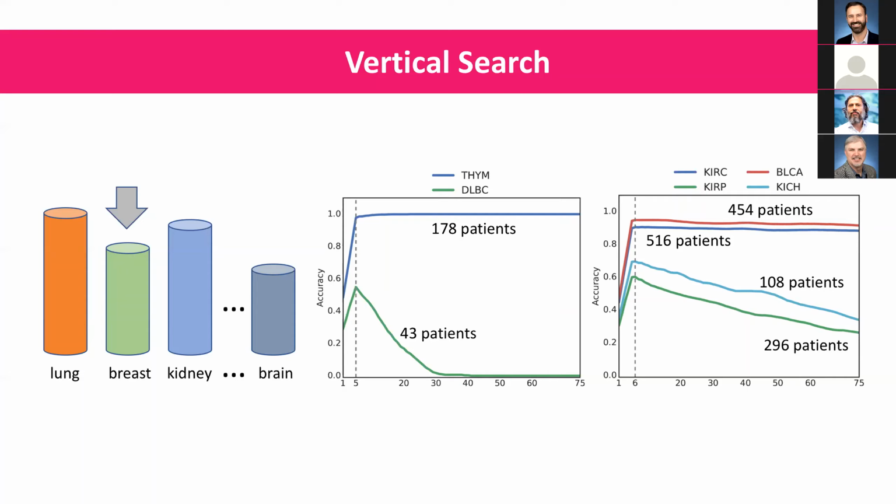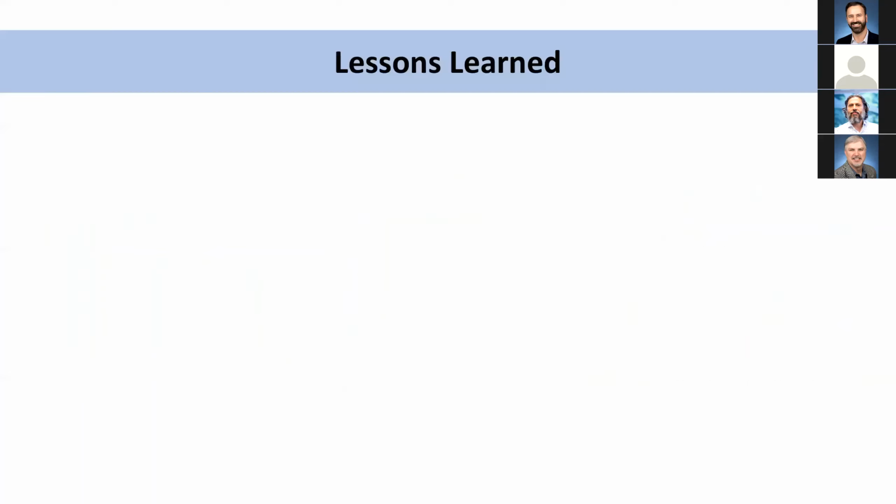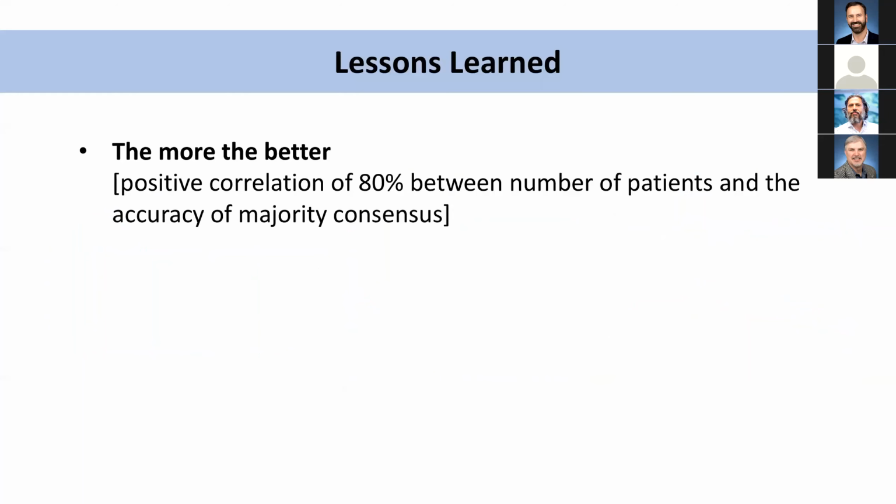So the data was telling us you need a large archive to be able to be accurate. So what we learned from that validation is the more the better. We saw a positive correlation of 80% between the number of patients on one side and the accuracy of the majority consensus on the other side.